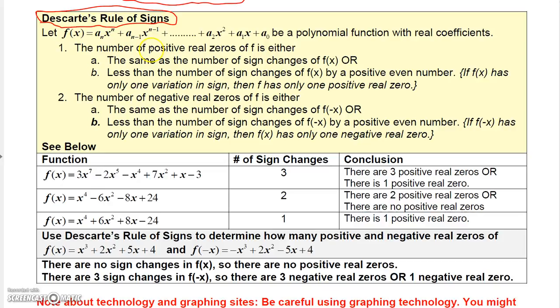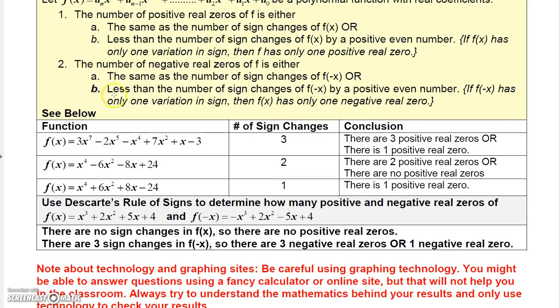Then the number of positive real zeros of f is either the same as the number of sign changes of f of x, so this can get a little confusing, or less than the number of sign changes of f of x by a positive even number. Okay, so if f of x has only one variation of sign, then f has only one positive real zero. And then the number of negative real zeros of f is either the same as the number of sign changes of f of negative x.